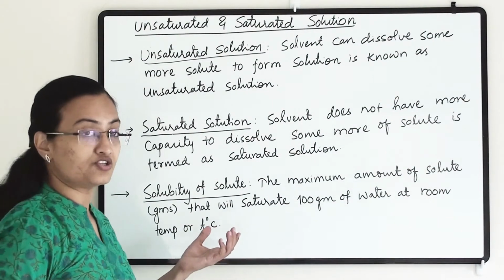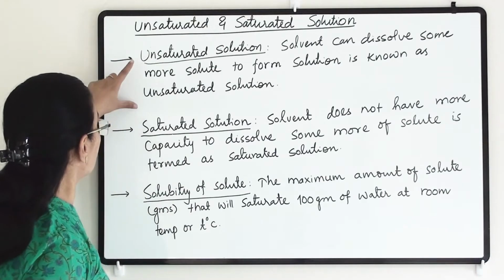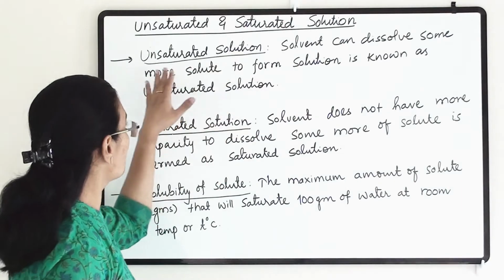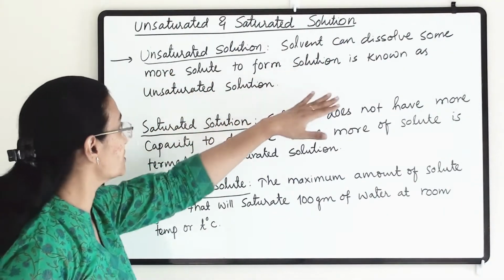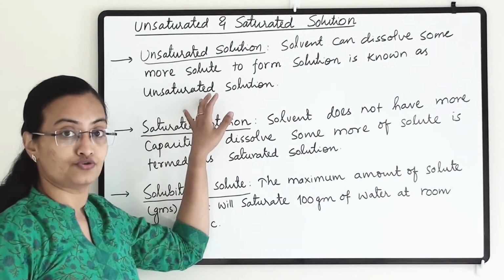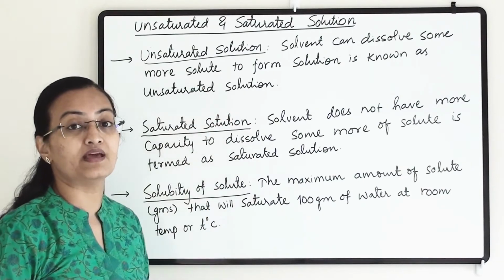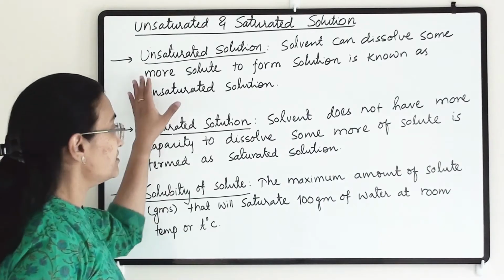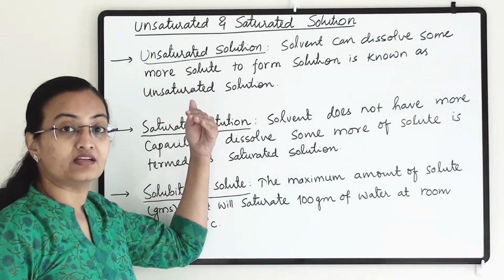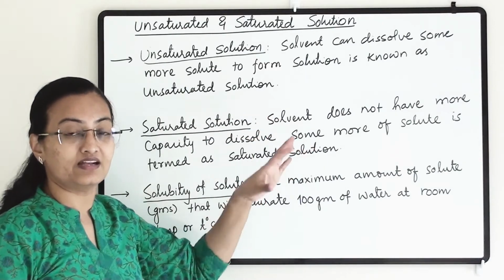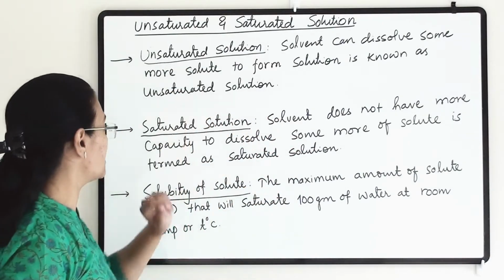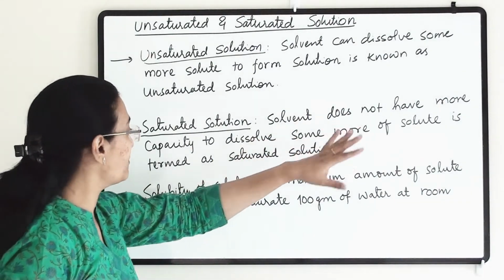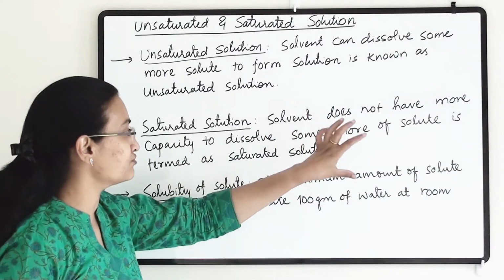So let us see the definitions of these three important terms. An unsaturated solution is one in which the solvent can dissolve some more solute to form a solution. All these things happen at a given temperature, or room temperature, or T degrees Celsius. So when we can dissolve some more solute into a solvent, that solution is termed an unsaturated solution. A saturated solution is one in which the solvent does not have more capacity to dissolve any more solute.